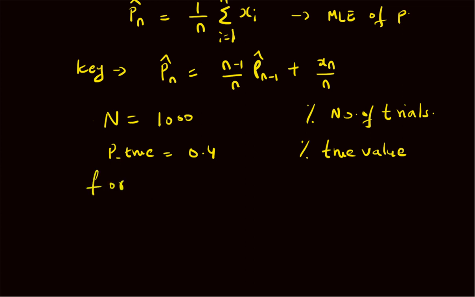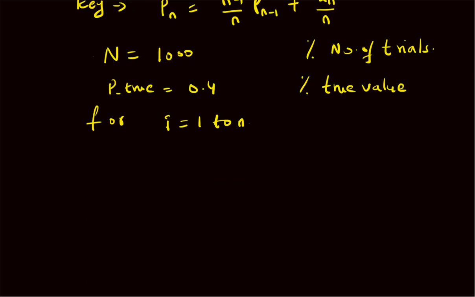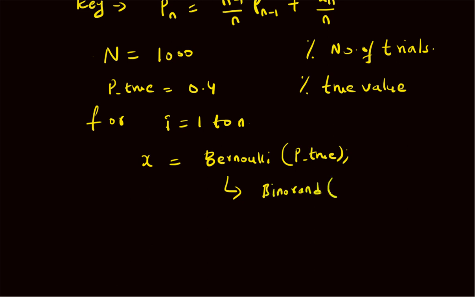So for this we will write a for loop where i is equal to 1 to n. In each loop we generate this random variable x as a Bernoulli random variable with parameter P, that is given by P true. Practically in MATLAB we use the binomial random generator, that is binornd, with n equal to 1 and probability value P true. So we use this function in MATLAB for generating the Bernoulli random variable.